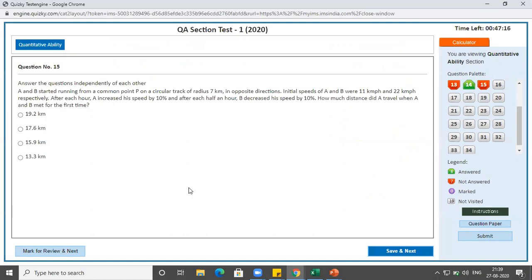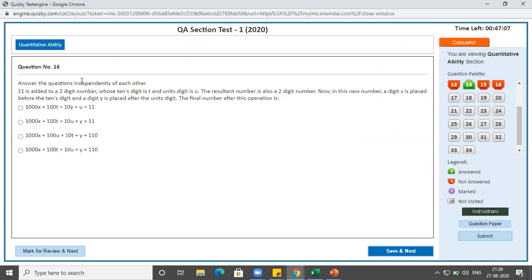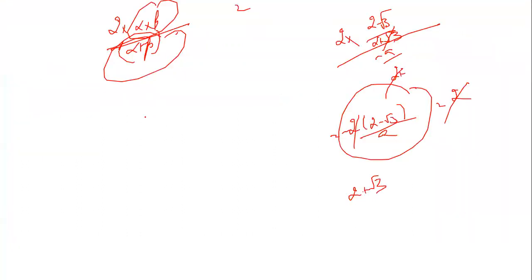Moving on to the next question. AMVs are running on the track. Okay, TSD का question has to be round 2 for sure. Answer the question dependent of each other. Okay. 11 is added to a 2-digit number whose 10th digit is T and units digit is U. 11 is added to this.